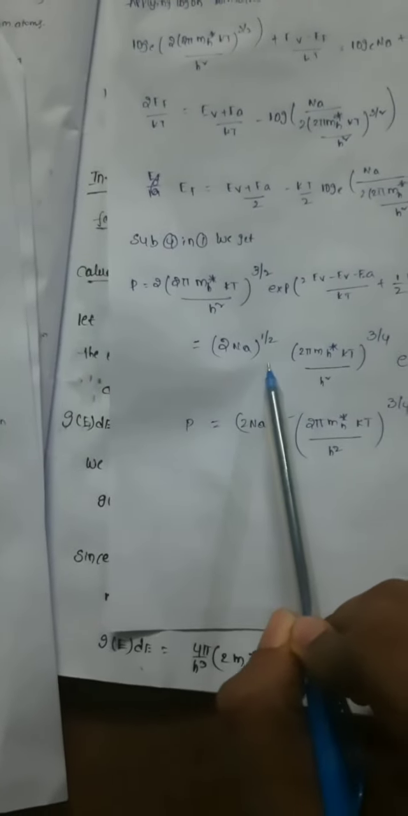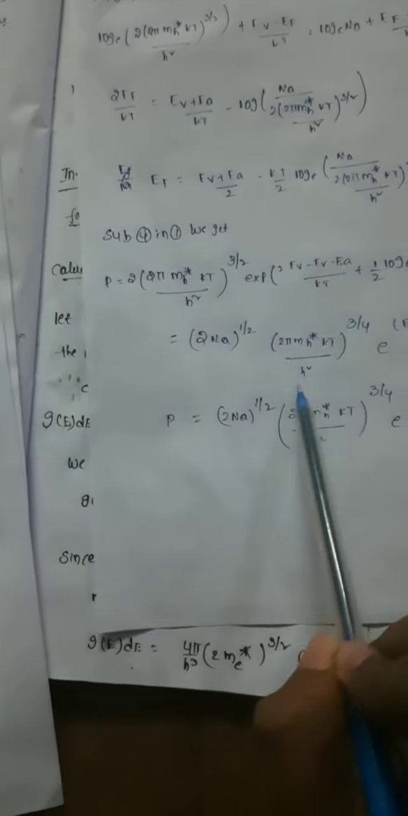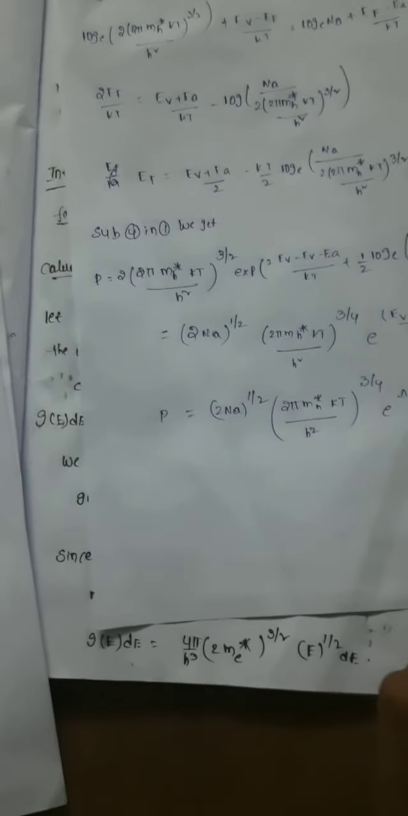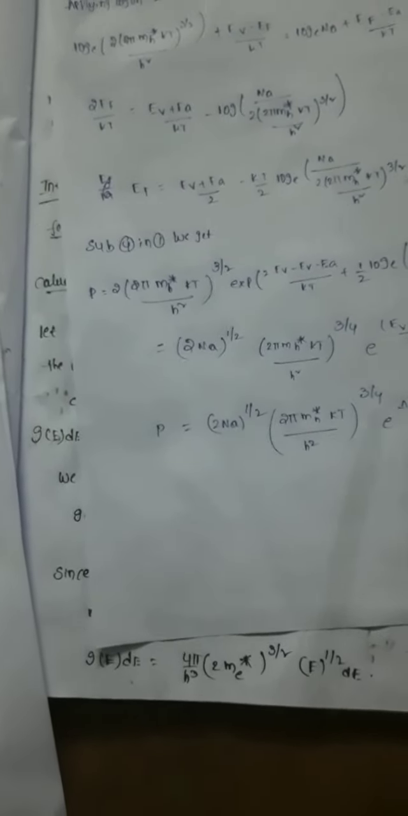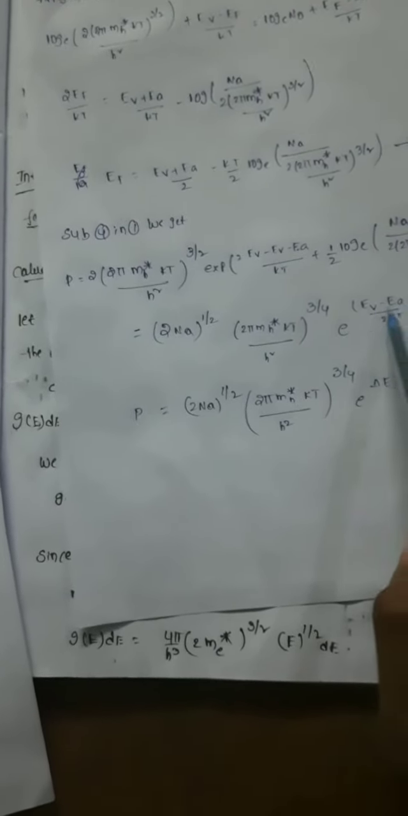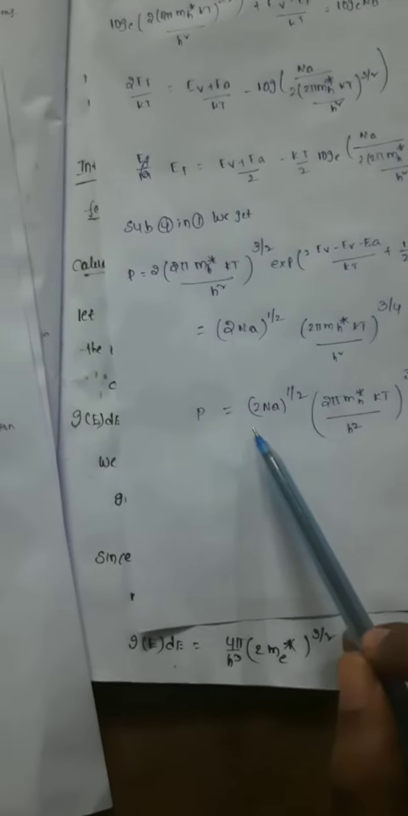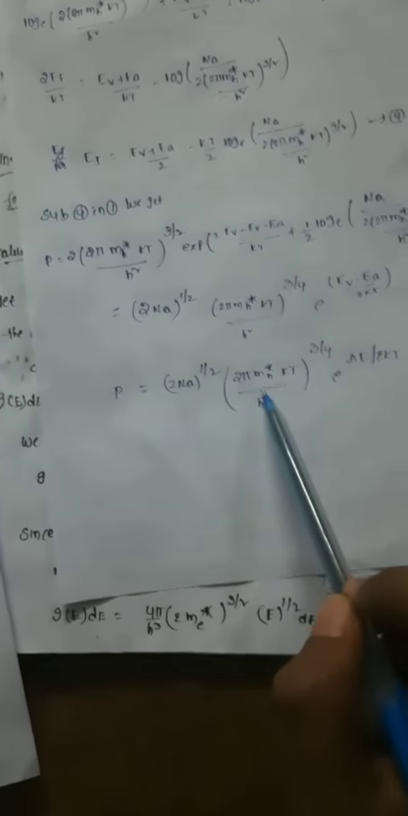Now substituting 4 in the first expression. The first expression is p equal to 2 into (2 pi m_h star KT by h square) e power (EV minus EF) by KT. After substituting, we get 2 into Na whole power 1 by 2 into (2 pi m_h star KT by h square) whole power 3 by 4 e power (EV minus EA) by 2KT. We know that EV minus EA is always equal to delta E, which is the energy difference of the valence band to the ionized energy level. So the expression for p is 2 into Na whole power 1 by 2 into (2 pi m_h star KT by h square) whole power 3 by 4 e power delta E by 2KT.